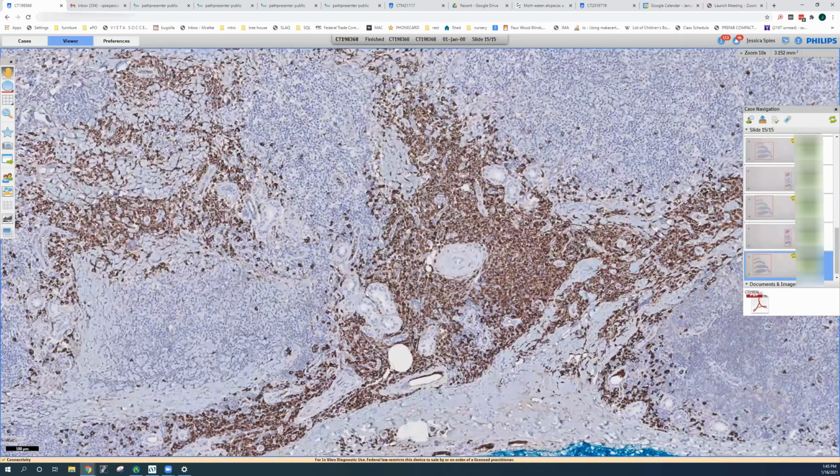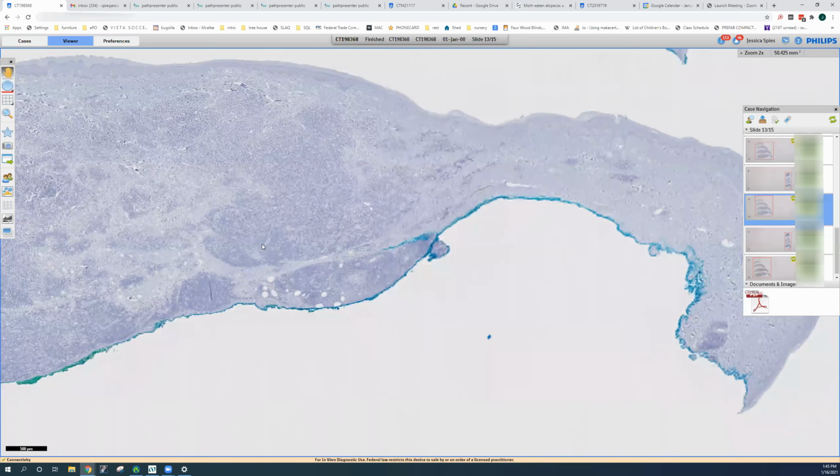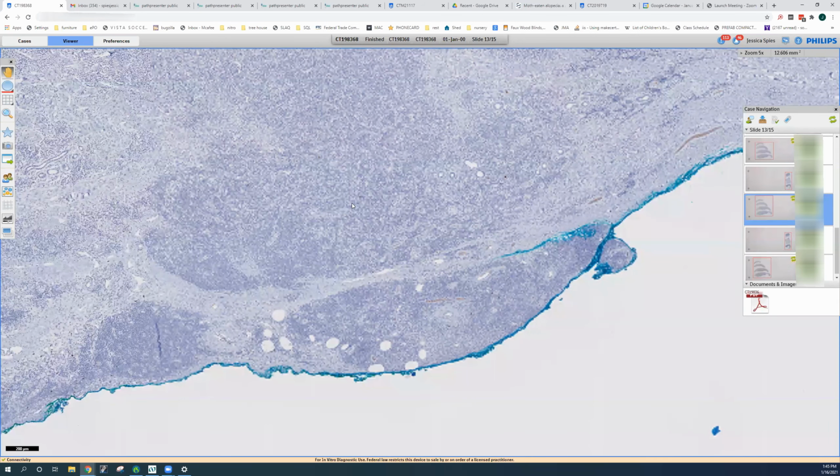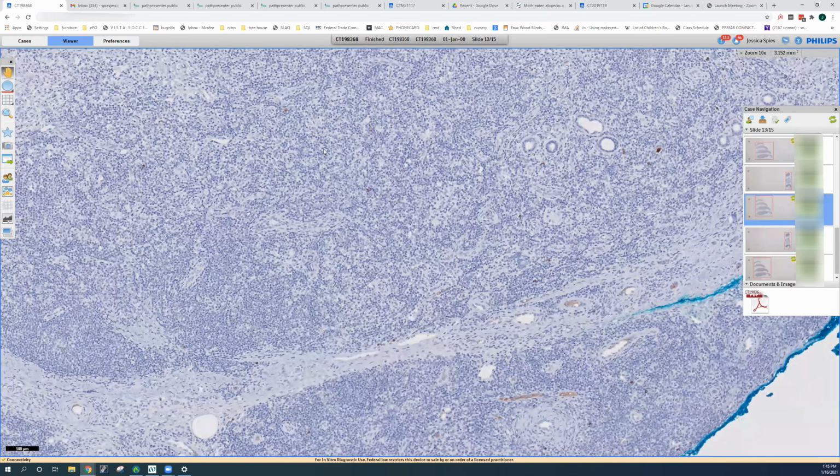And by contrast, the kappa stain shows next to none, if any. We have just a few. The normal kappa to lambda ratio is 2:1. So we have a flipped ratio, and in this case, a greater than 10:1 ratio lambda to kappa.